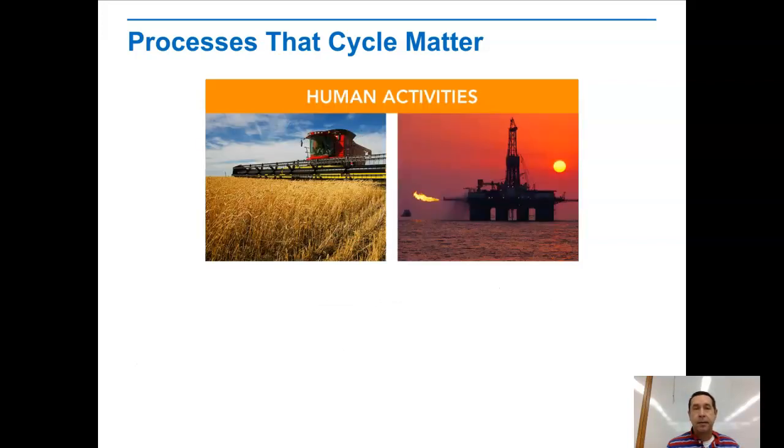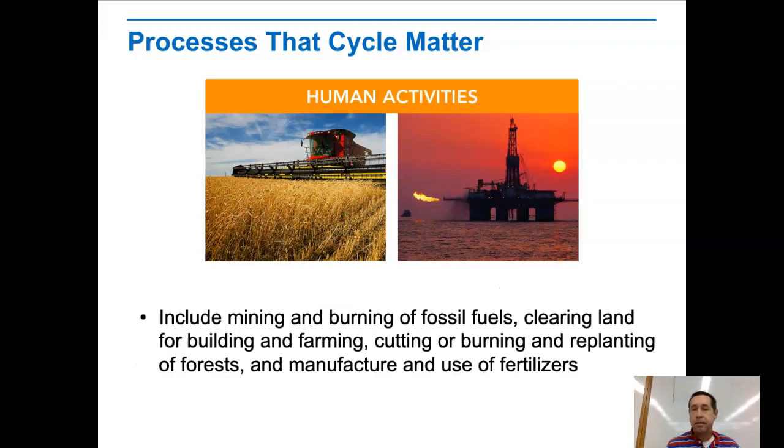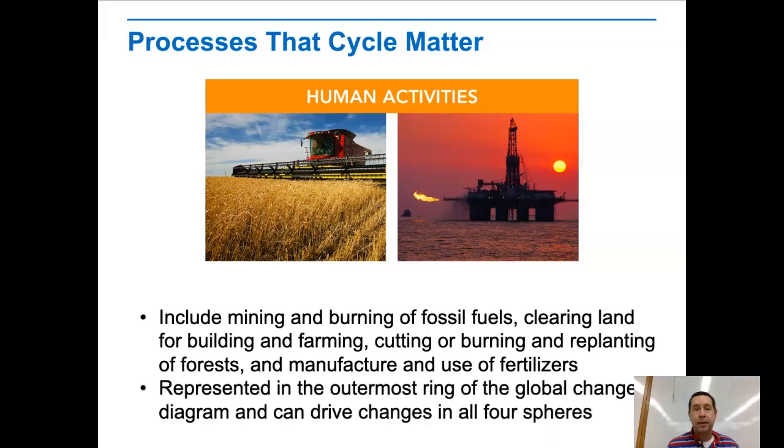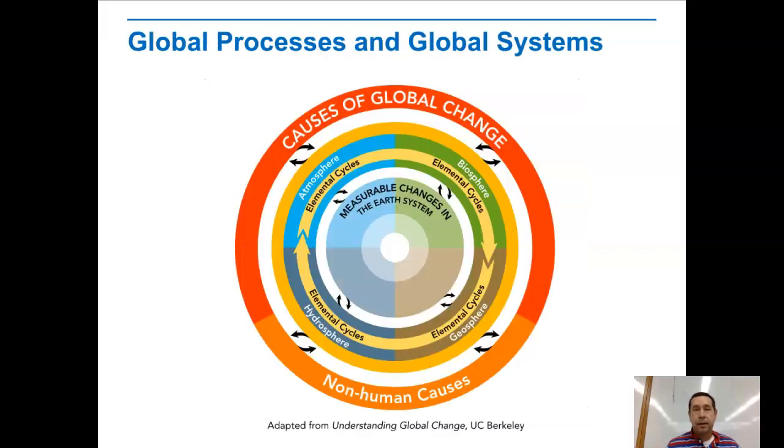And human activities play a role in this as well. Mining, burning fossil fuels, clearing land for building or farming, cutting or burning, replanting of forest, manufacturing, use of fertilizers would all be examples of human activities. And they represent the outermost ring in the global change diagram that we've looked at several times that can drive changes in all four areas. So here, again, just to remind you, here's what that diagram looks like.